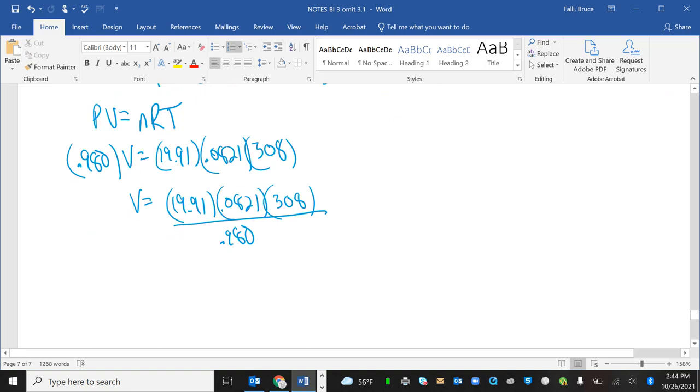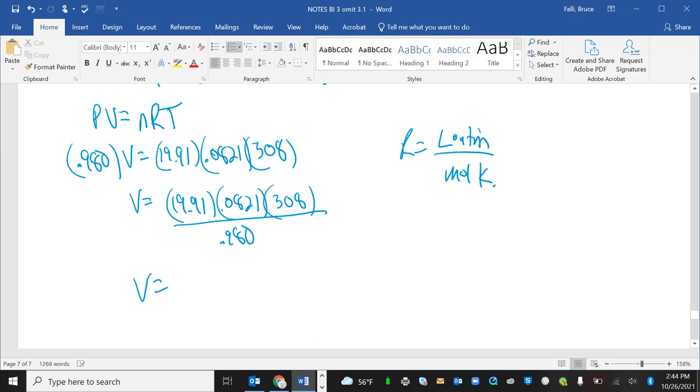And my answer is going to come out in liters because R, remember, is in liter atmospheres over moles Kelvin. So that means atmospheres, got that unit. Kelvin, got that unit. Moles, got that unit. Liters. Let's see if Siri can do the math on this. What is 19.91 times 0.821 times 308 divided by 0.980? Oh man, it didn't do it right. It says 0.82 instead of 0.0821. I'll try it again. What is 19.91 times 0.0821 times 308 divided by 0.980? There we go. And I get 514 liters, to 3 sig figs. And there we go. That's it.